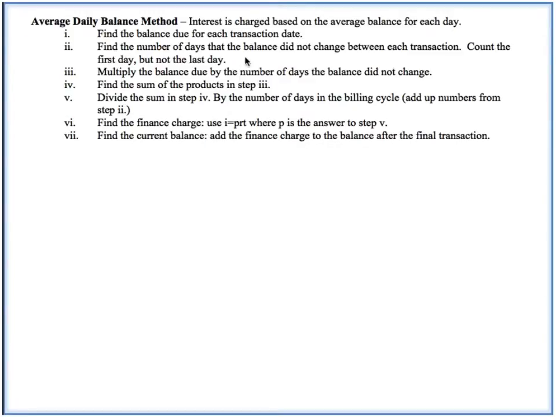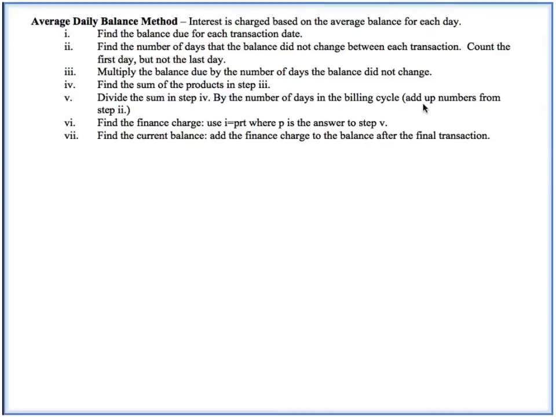Then you want to find the number of days that that balance did not change between each transaction. And you're going to count the first day but not the last day. And you're going to multiply that balance due by the number of days the balance didn't change. So you're getting the sum of the balance when it didn't change. Then what you want to do is find the sum of all the products in step 3. So you're going to add up all of these together. And then you're going to divide the sum in step 4 by the number of days in the billing cycle.